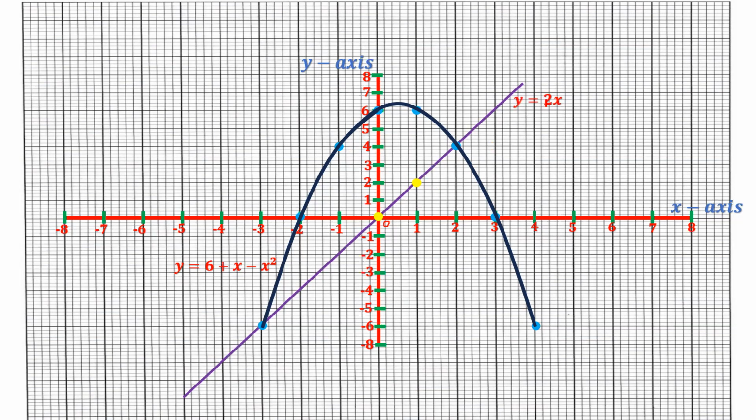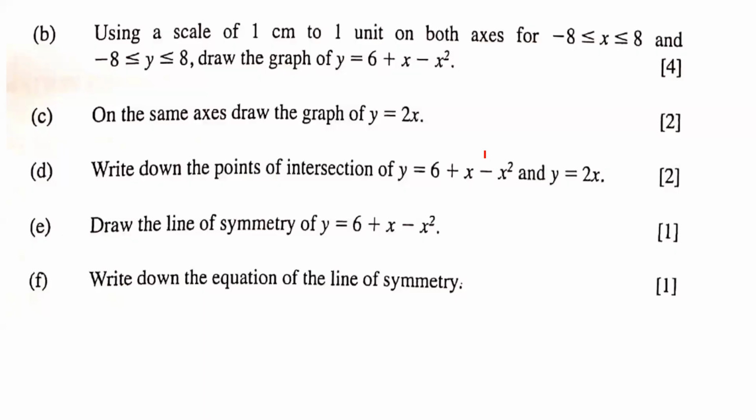That's this graph. And so now we want the points of intersection. So these two graphs intersect. Well, they intersect here and they intersect here. This point right here is -3, -6. And this point right here is going to be 2, 4. And so the points of intersection are going to be -3, -6 and 2, 4. And we already drew the graph y is equal to 2x.